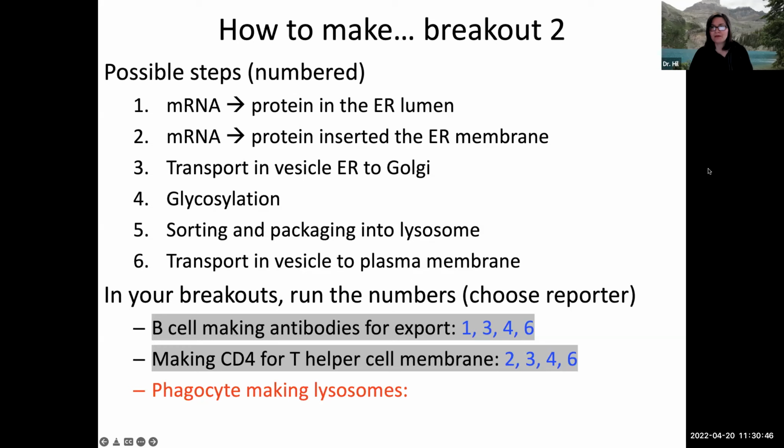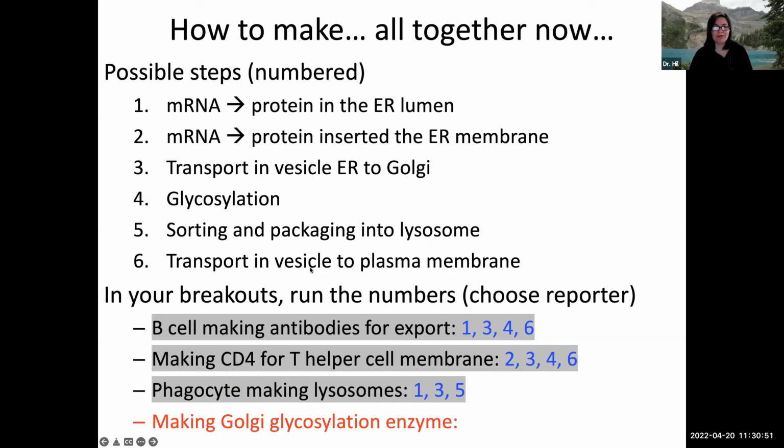So most of you got the same answer as me or pretty close. So let's talk about it briefly. If we want to make lysosomes, there's a couple things that are going to happen that are the same and just a couple differences too.